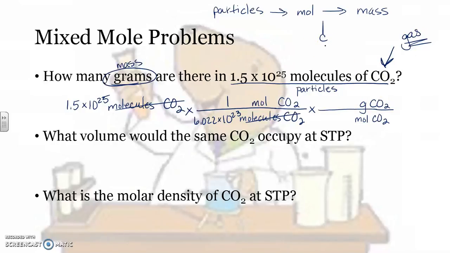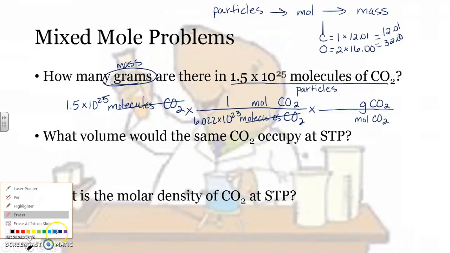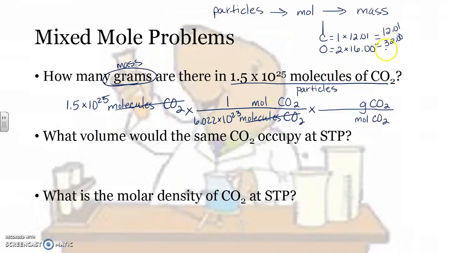So we have to take CO2 and break it down. There's 1 carbon, 2 oxygens. The mass of carbon is 12.01 and the mass of oxygen is 16. So 12.01 plus 32. I know, it's becoming a hot mess over there. I need to erase some of that. There we go. Okay, so this plus that equals 44.01 grams per mole.